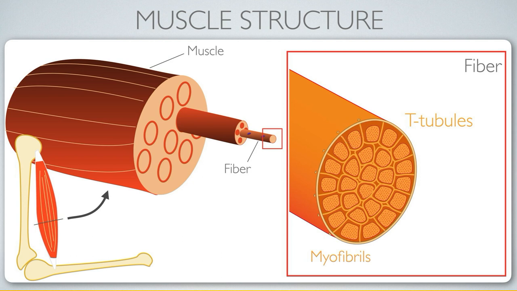And closely associated with the T-tubules is another organelle that wraps around the myofibrils. Those are shown in blue here. They're called the sarcoplasmic reticulum. They're related to the endoplasmic reticulum, but we'll see that they have a very special function for muscles.